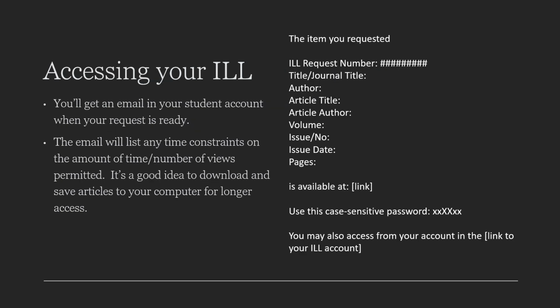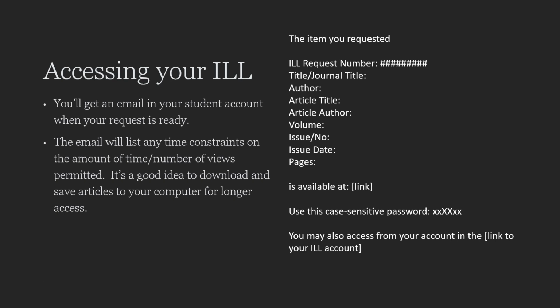When your request has been provided by the library that owns it, you'll get an email in your student account that lets you know your request is ready. It will look something like this. You'll see the request number, the citation information for what you requested, and in the case of an electronic copy, you'll see a link that tells you where you can access it. You'll also be provided a case-sensitive password that you'll need to use in order to access the article. You'll also get a link where you can access it through your ILL user account.